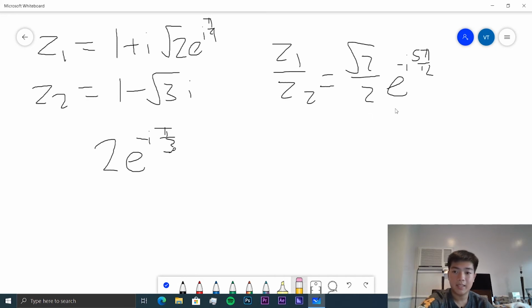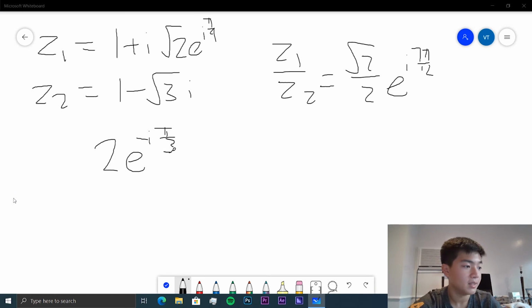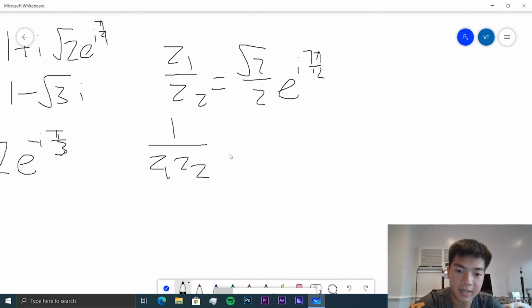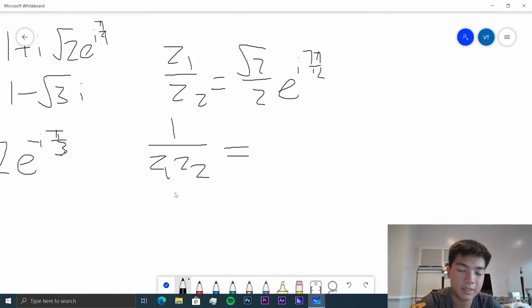So this is actually e to the i 7 pi over 12, since we're going pi over 4 plus pi over 3. So we have, is this 7 or 5? 7, yeah. And then next we need to find 1 over z1 z2, which we can find as we'll find z1 z2 first.